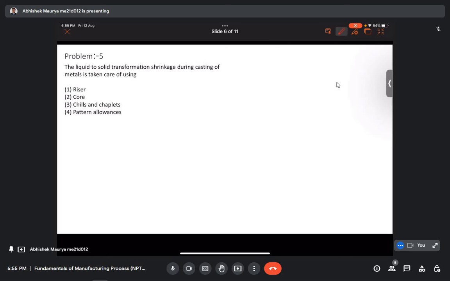The question is: the liquid to solid transformation shrinkage during casting of metals is taken care of using which of these? These are some casting terminologies which have been listed as options. So let's try to discuss. First, let us draw the cooling characteristics of a metal. Let's say we have a pure metal. Here we have temperature on the y-axis, and time on the x-axis. This is the molten metal temperature.